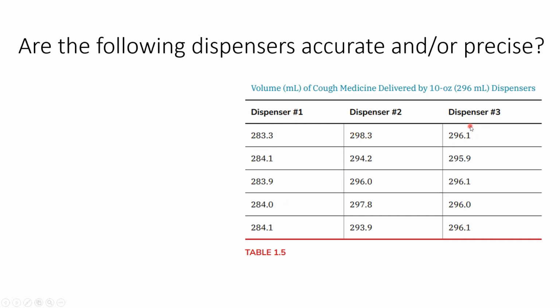But by doing multiple tests of each, we can then get an idea of the precision as well. Because if we look at dispenser 1, it's supposed to be 296 milliliters. These are all about 284, 283. So they're all pretty far off, but they're all the same thing. So this would be, again, an example of precision, but not accuracy.